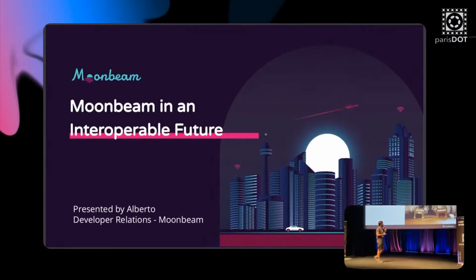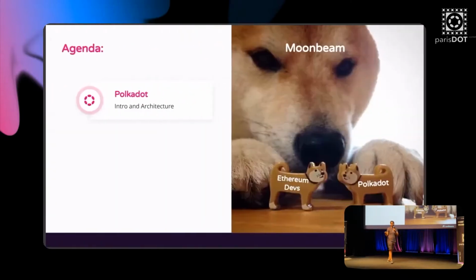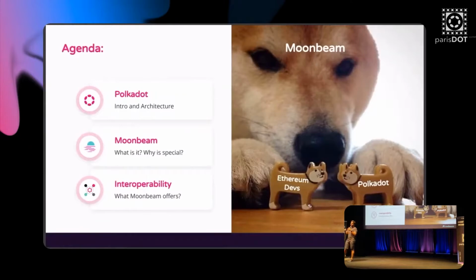And so in the structure of the talk, we're going to start with Polkadot. You know, this is ParisDOT. People should be familiar with Polkadot, but why not? It will only take a minute, right? The next part that we're going to talk about is about Moonbeam, very briefly. What is it? What makes Moonbeam special? And last but not least, we're going to focus a bunch of the presentation on interoperability. What Moonbeam offers and what makes interoperability important in the future of blockchain.